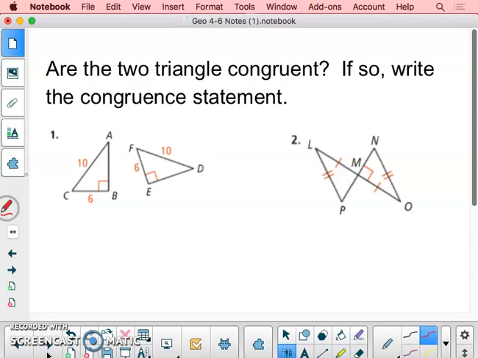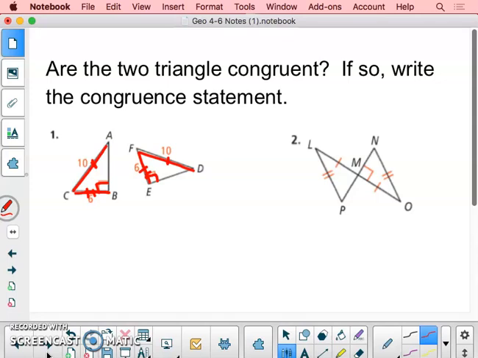So this one is just saying, are the two triangles congruent? If so, we're going to write the congruent statement. In these triangles, number one, we have two right angles, so we do have right triangles, so we can go and check, are the hypotenuses the same length? Since those are both 10, that's awesome. We have our first two questions answered, and then third, do we have one pair of congruent legs? And we do, since 6 is the same as 6.